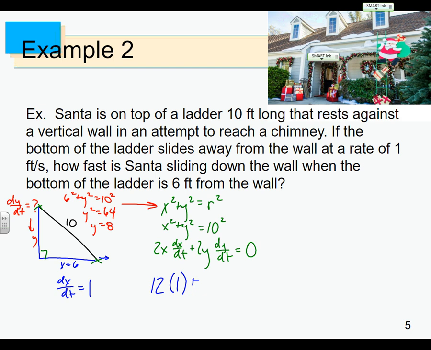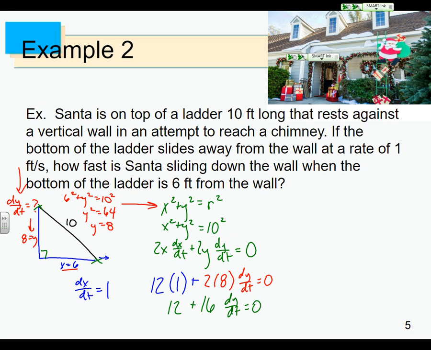So whenever the bottom of the ladder is 6 foot from the wall, the top of the ladder is 8 foot up the wall, thanks to my Pythagorean theorem. And so this is going to be 2 times 8. And then dy over dt. Oh yeah, that's what I'm looking for. So I'm just going to leave it, dy over dt. So what we got here? We've got a 12, we've got a 16, we have a dy over dt equal to 0.